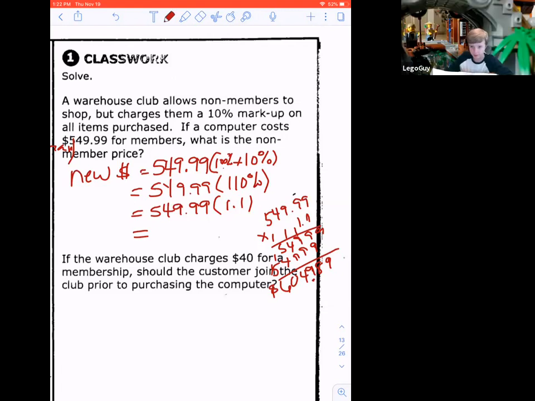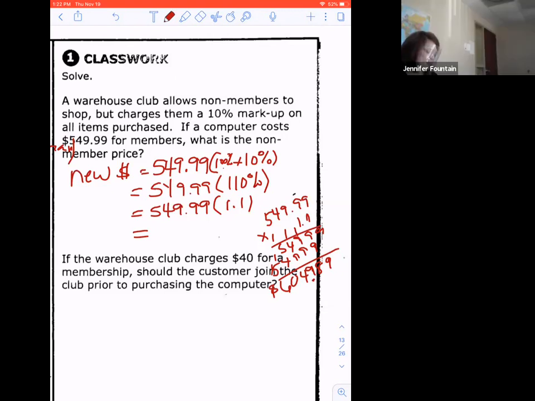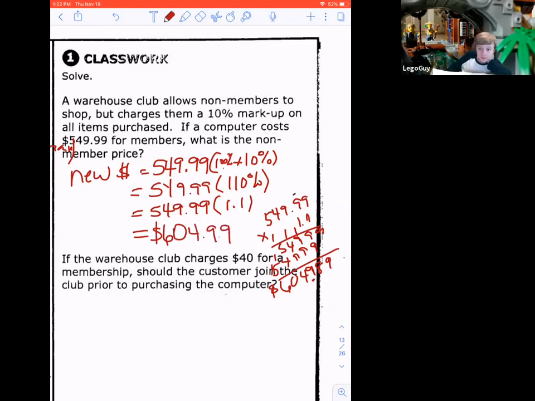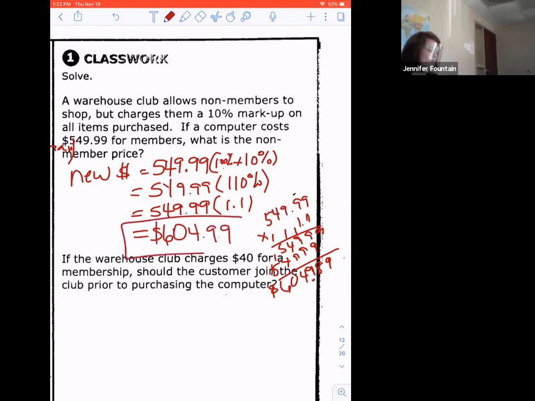A 9, so it would make 9. So what does that mean I do with that 8? 604.99. Okay, so now I can see that if you're not a member, you're going to have to pay $604.99 for that computer. Now it says if the warehouse club charges $40 for a membership, should the customer join the club prior to purchasing the computer?